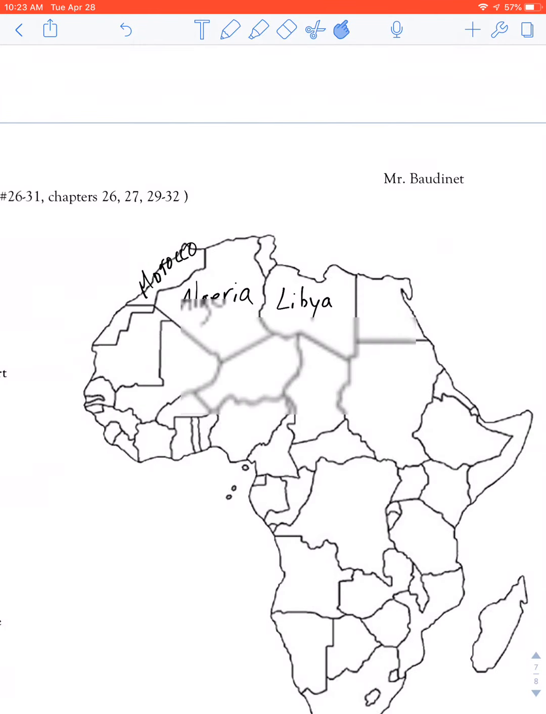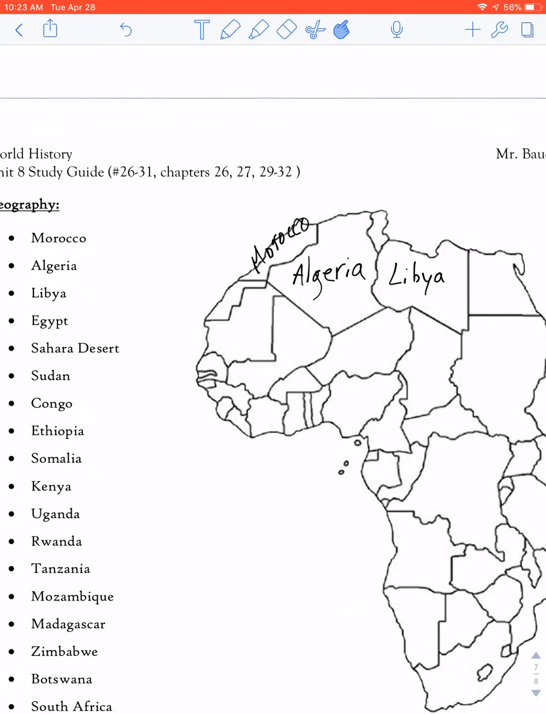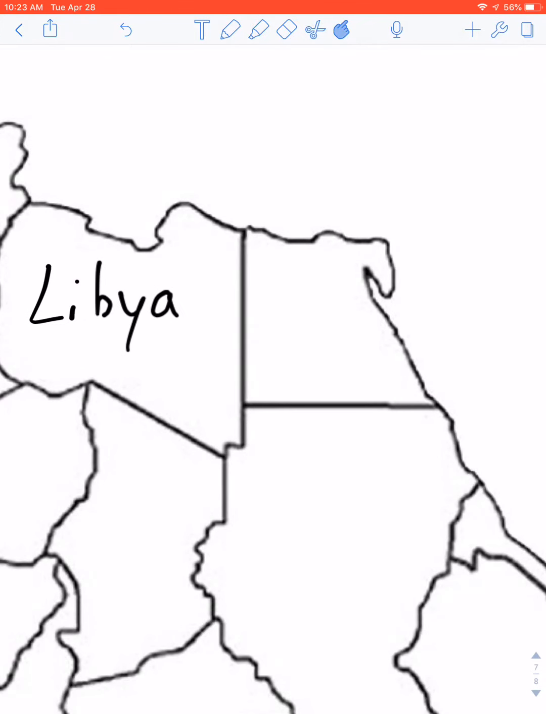Alright, so we got Morocco, Algeria, Libya, and those countries in North Africa are known as the Maghreb countries. The Maghreb is the part of North Africa that these three countries are in. Then we got Egypt, which is also in North Africa, but it's not considered part of the Maghreb. Egypt, that's where Rwanda is from.